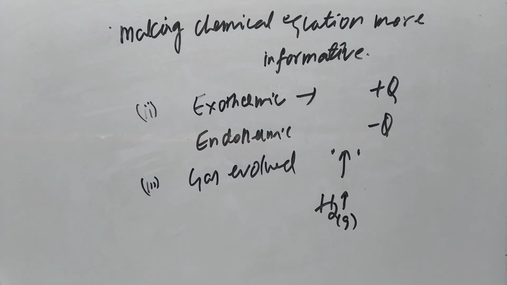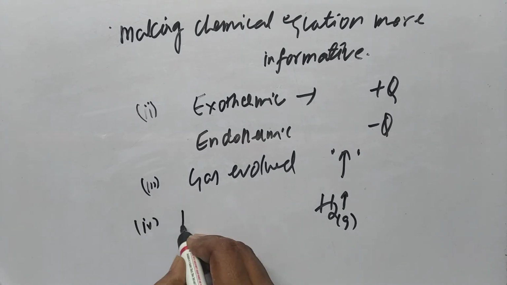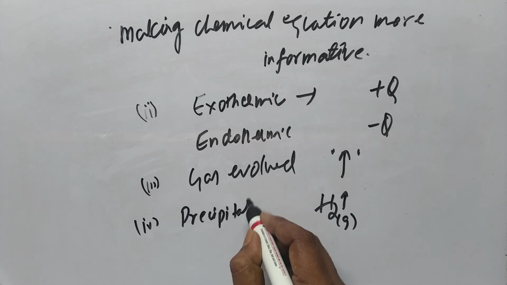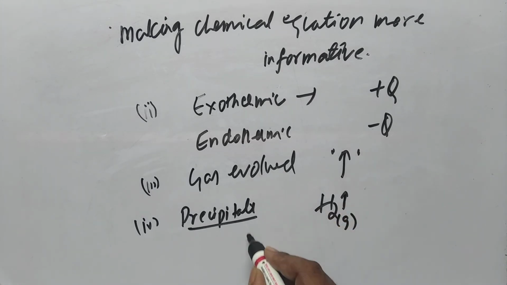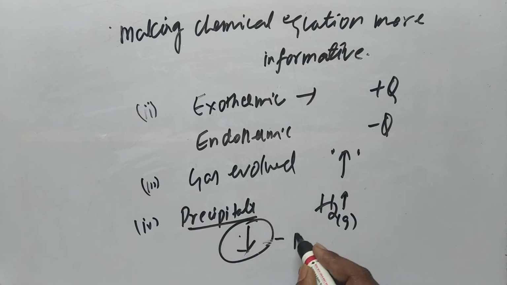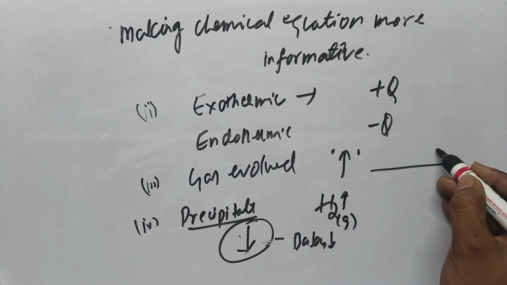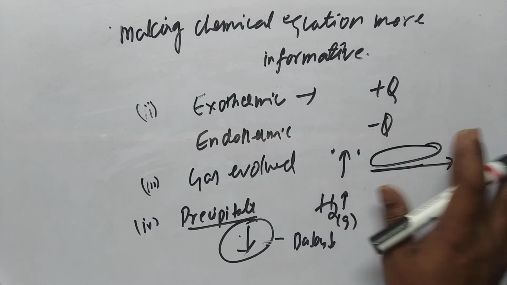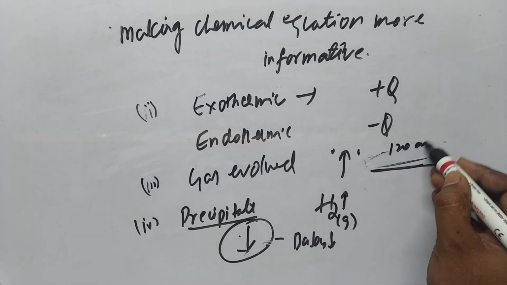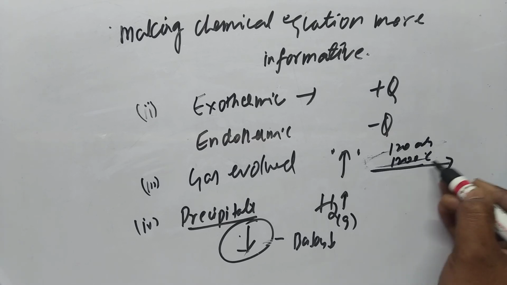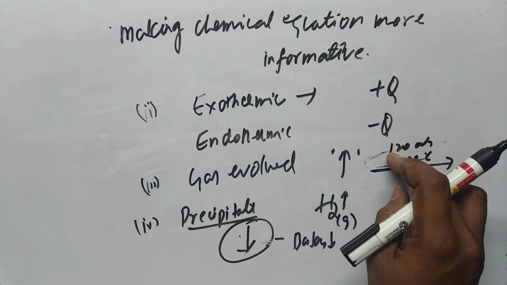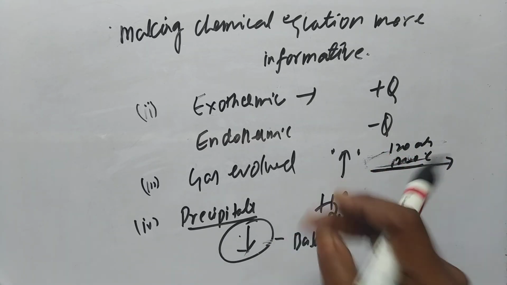Whenever any white precipitate is formed, the fourth one is precipitate. Whenever any precipitate is formed, you have to put a downward arrow. In the second activity we have seen barium sulfate, which is a precipitate, so we put a downward arrow. And whenever any temperature or pressure is applied, we write it above the arrow mark. Suppose we have a pressure of 120 atmospheres and temperature of 1200 degrees Celsius. These are all the things we write above the arrow mark if it is heated.